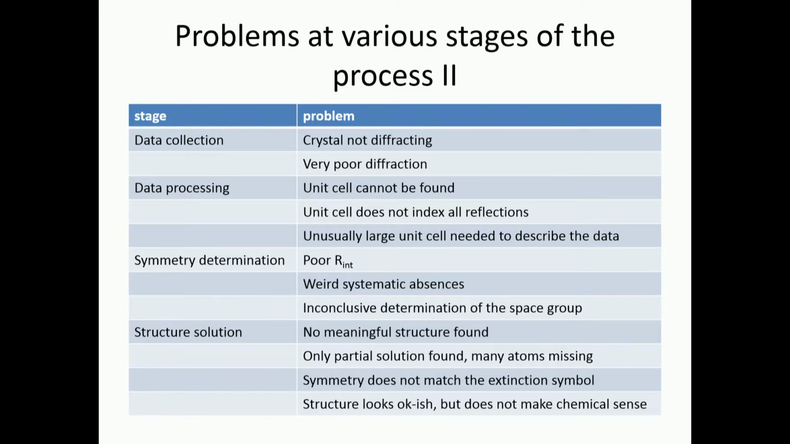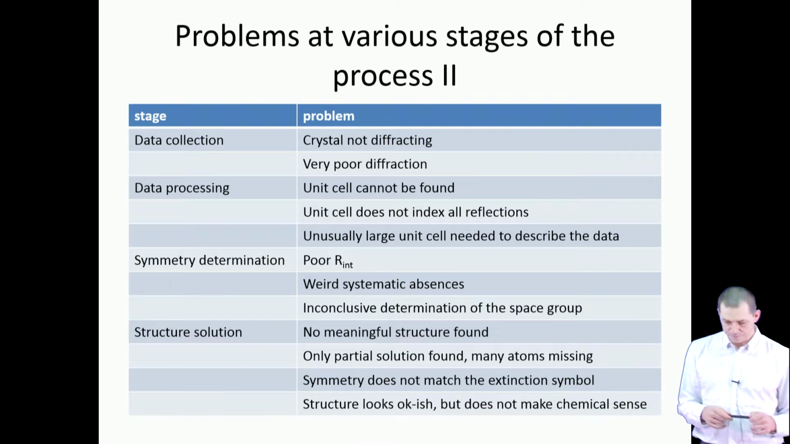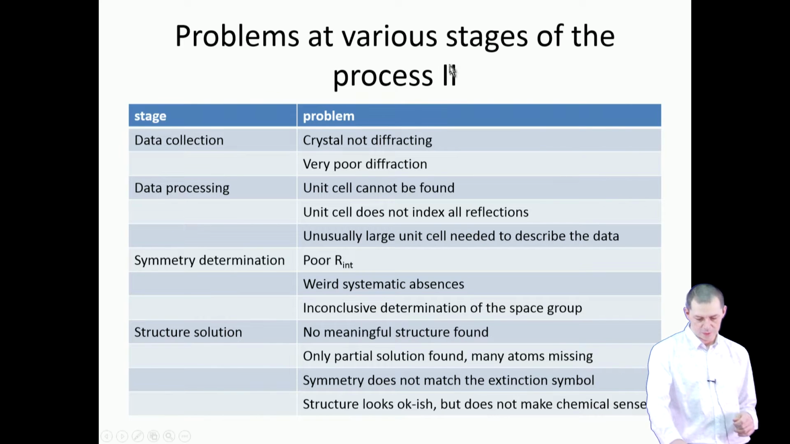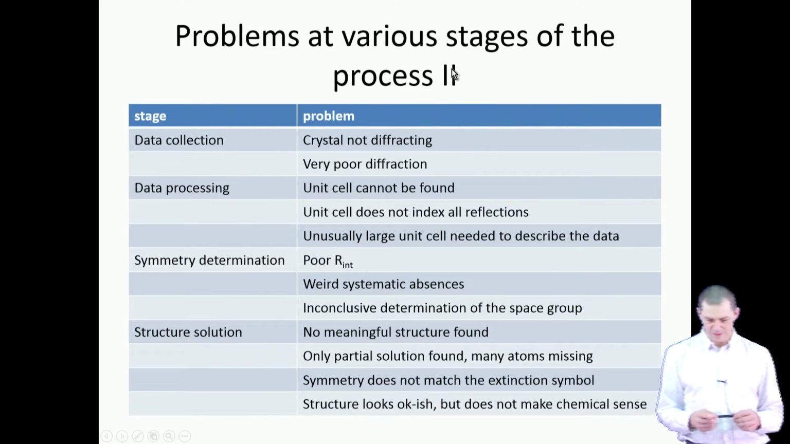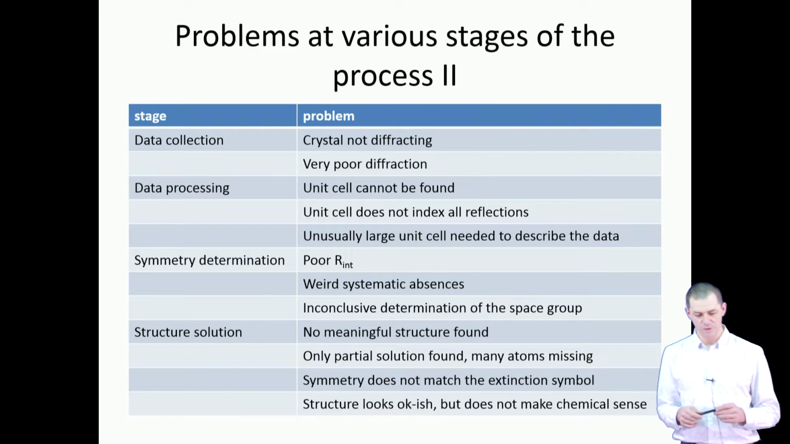So an overall summary of what type of problems can appear is given in this table. This number 2 in the title is there by mistake. I see that there is just one. That's the first of the 2 tables.